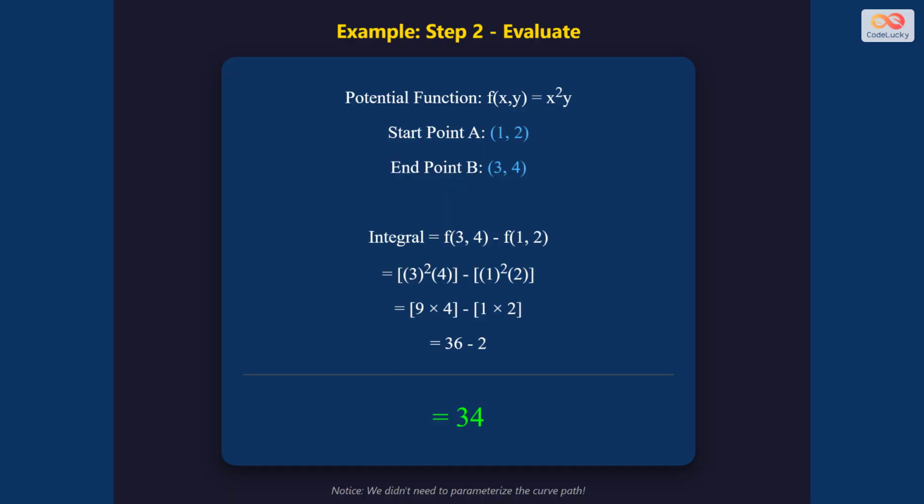Now for the easy part. Instead of parameterizing a path, we simply use our potential function. We plug in the end point (3, 4) and subtract the value at the start point (1, 2). After some simple arithmetic, we get our final answer of 34.